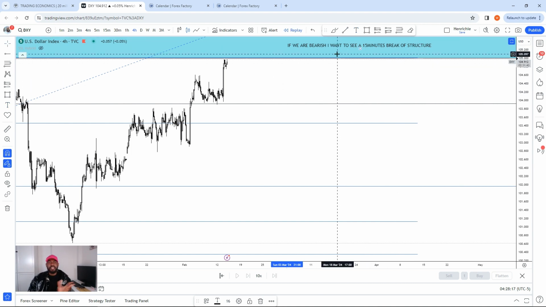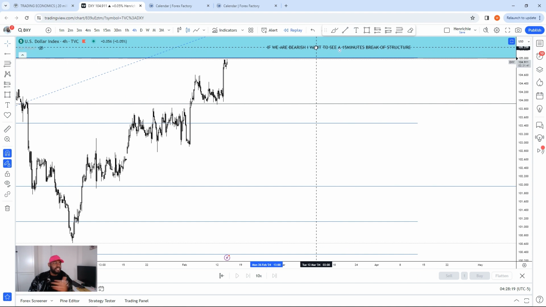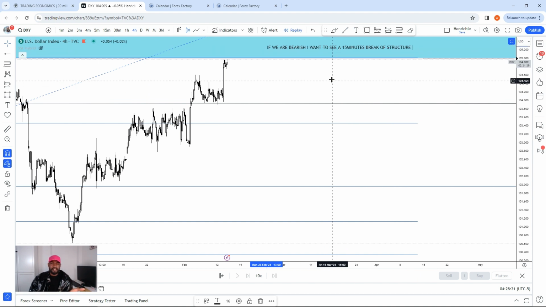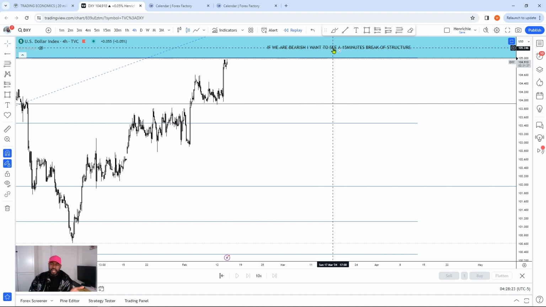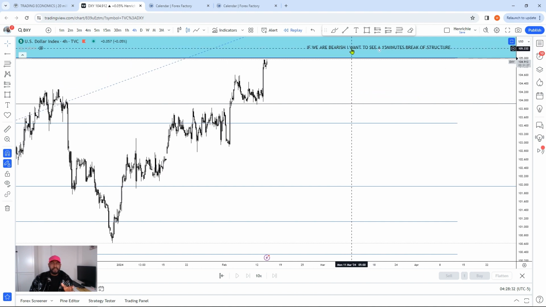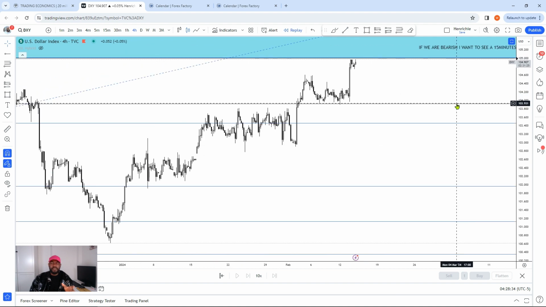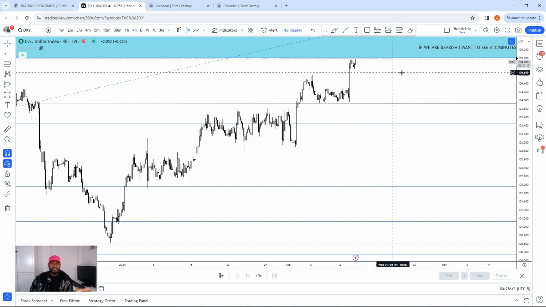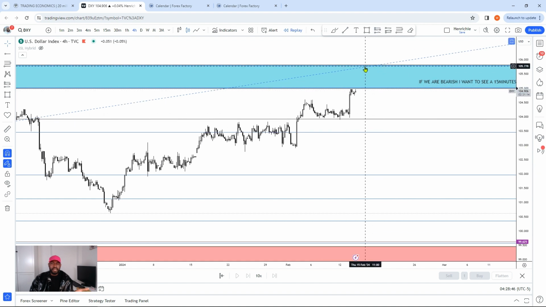Does that make sense? You can write it on your chart just exactly this way. This is how I do it on my own personal charts. If we are bearish, I want to see a 15 minutes break of structure from this key level. So once price is in here, I'm looking for a break. If I don't see a 15 minutes break of structure, that means there's no trade. It just means that price is going to rally above the key level, blast through it, and continue higher.